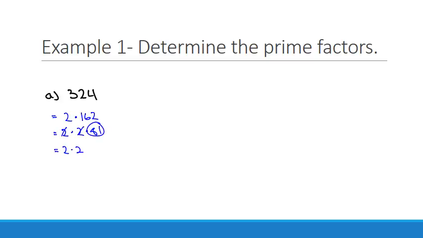And now I have to focus on 81. Well, the first thing that pops up in my head is 9 times 9. And then I keep going till I get prime. So the 2 2's are prime and taken care of. 9 becomes 3 times 3. The other 9 becomes 3 times 3 again. And now I've found a list of prime factors for 324. If you want, you can write it in power form to save some room. So 2 squared and then 3 to the 4th, but you don't have to.